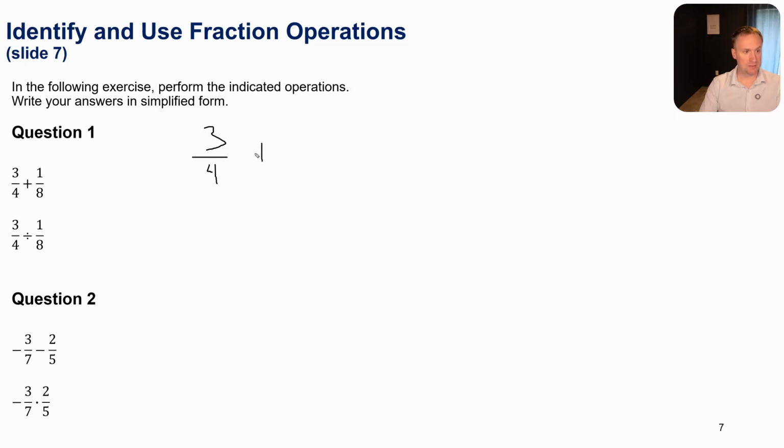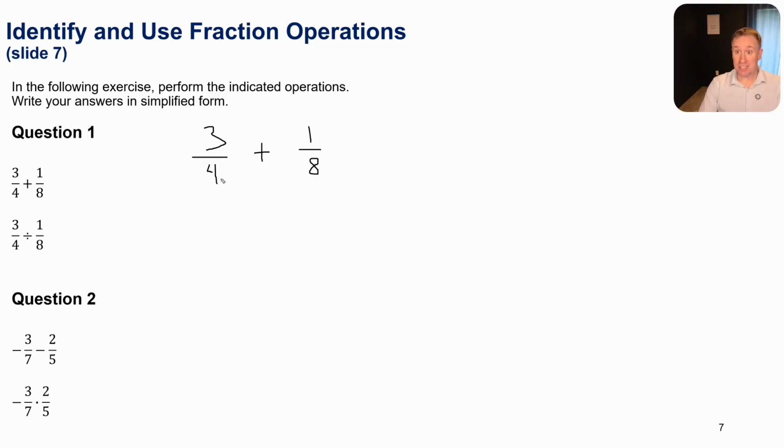plus 1/8. So in this case, what we're asked to do is to add our fractions. And to add our fractions, we first need to find a least common denominator and then add our numerator. So in this case, 3/4 and 1/8, I'm going to do a little shorthand method, not as long as some previous ones. 4 goes into 8, right? So the 8 is a multiple of 4. That means that we only really need to change one of these fractions here.